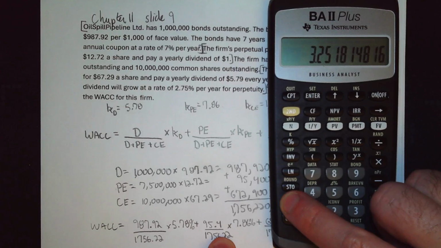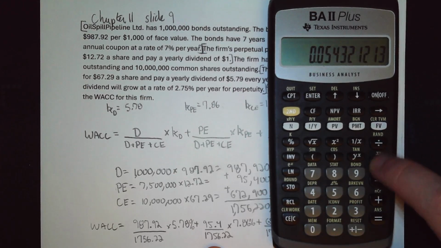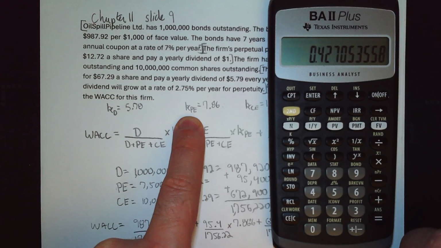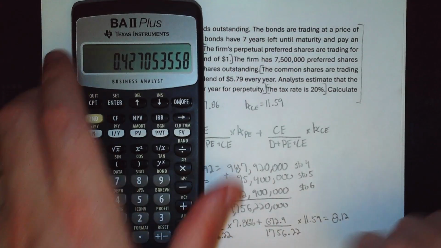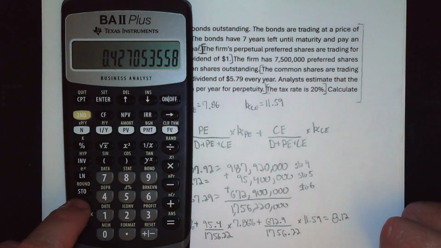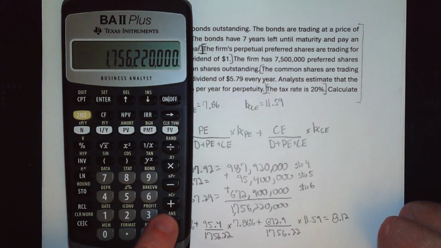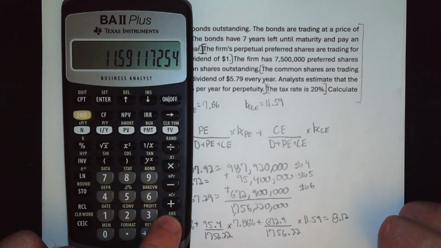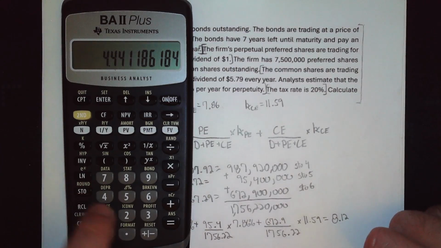I want to take the market value of the preferred equity, which is this number. I want to divide it by the market value of the firm. I want to multiply this by the required return on the preferred equity of the firm. I'm just going to store this as 2. That's this number here. And then I'm trying to find a third term. So it's going to be the market value of the common equity that I divide by the market value of the firm, that I multiply by the required return on the common equity of the firm. And that is this third term here. I'm going to store that as 3.